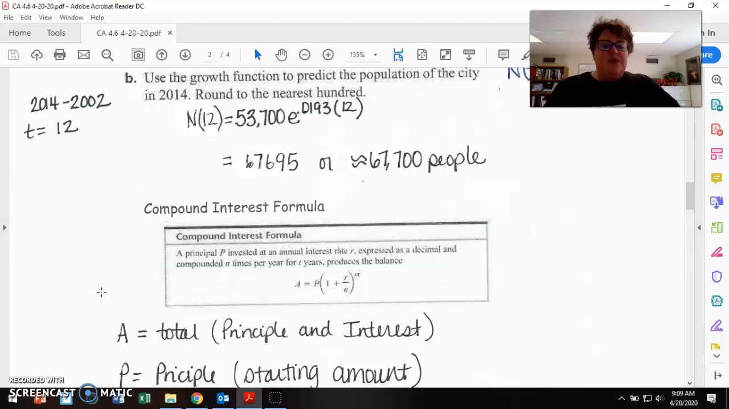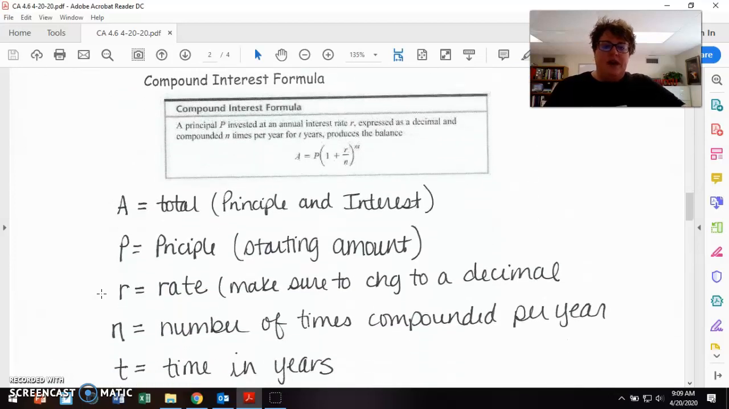The other thing we want to do with our natural exponential is compounding interest. And so you have your formula for compounding interest, A equals P times (1 plus r over n) to the nt. It reads better in your notes, where it's not scanned. A is your total, so that's your principal and interest together. P is your principal, and I misspelled principal, as you can see. This is your starting amount.